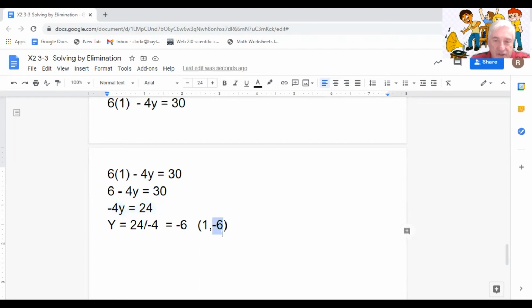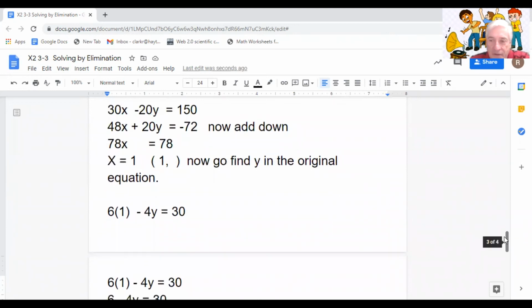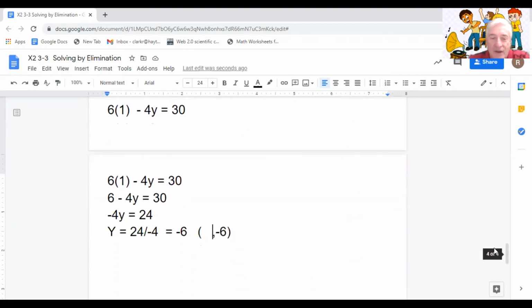I put minus 6 in there. Where'd the 1 come from? I don't know. I think I'm ahead of you. Because I haven't proven that x is 1 yet, have I? Oh, I did up here? Are you sure? Yeah, it says x is 1 up here. So I already had that 1 in here. That's why it's there. I put the 1 in for x and I'm waiting for y.